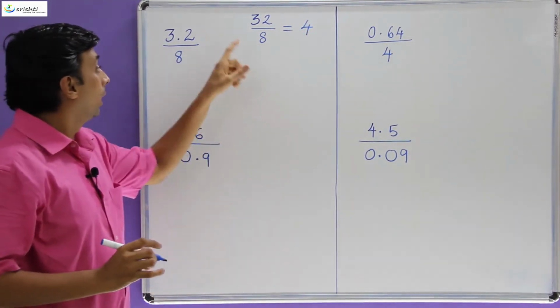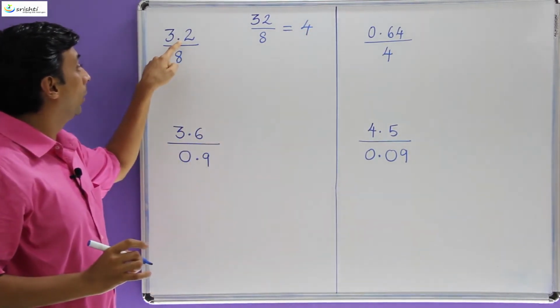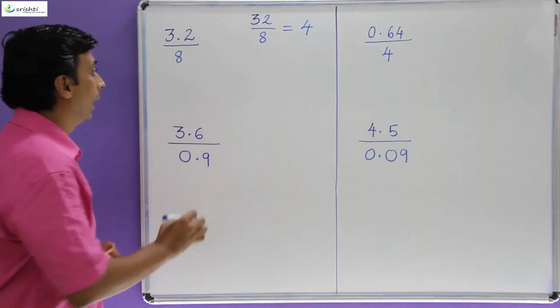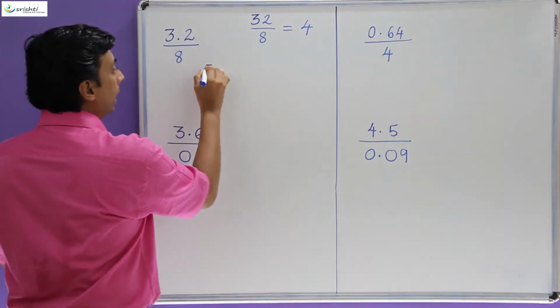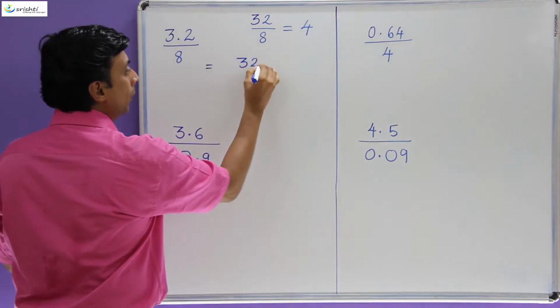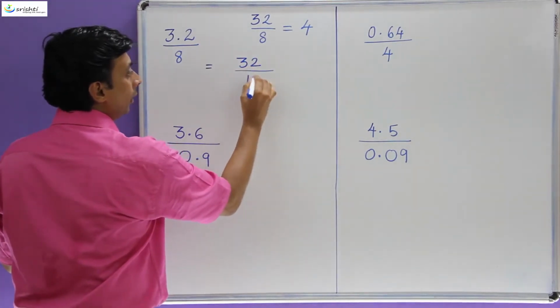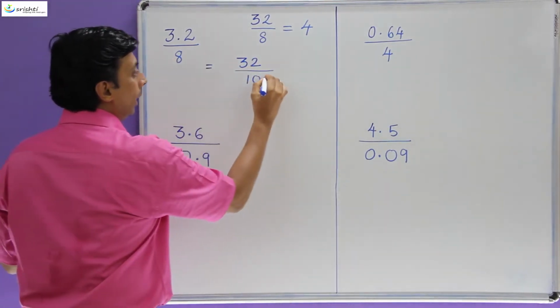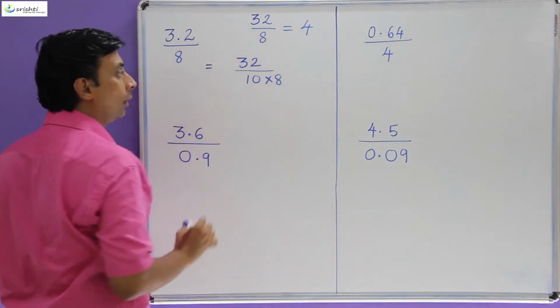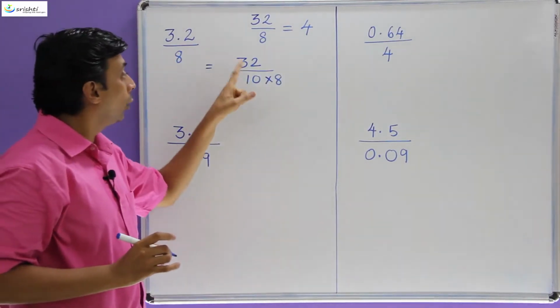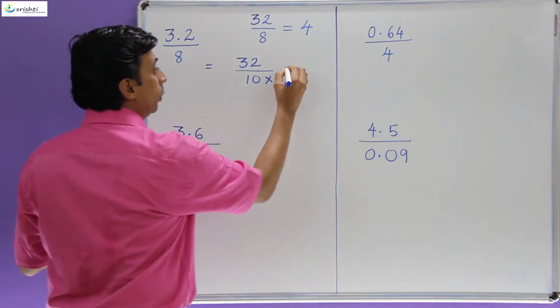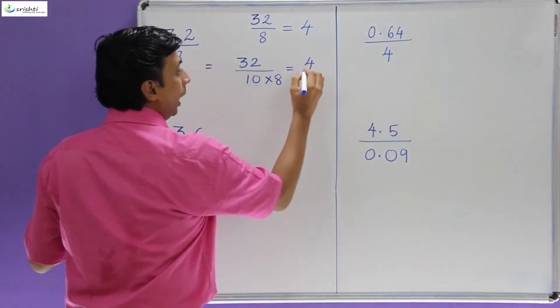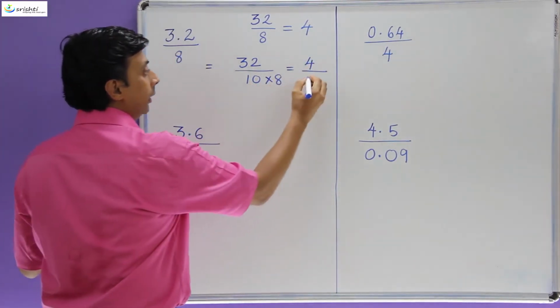Right? But this 3.2 is nothing but 32 divided by 10. So 3.2 by 8 can be written as 32 upon 10, right? And 8 is in the denominator. So let's leave the 8 in the denominator. Now 32 divided by 8 is going to be 4. And I have this 10 in the denominator.